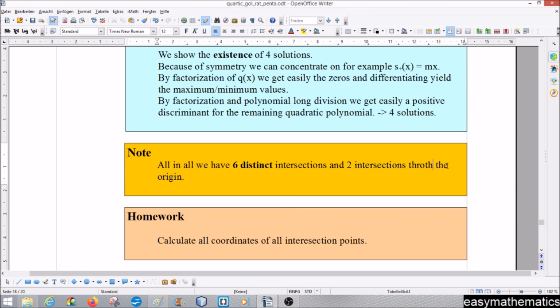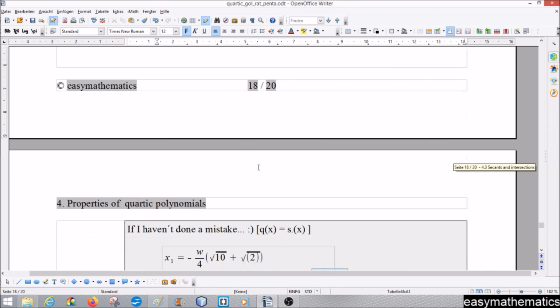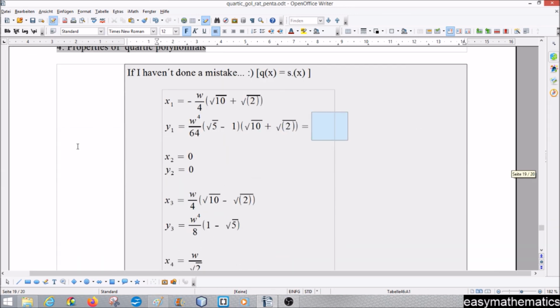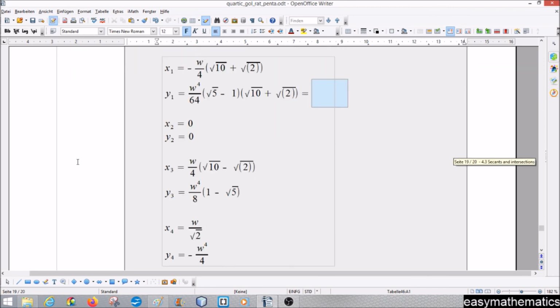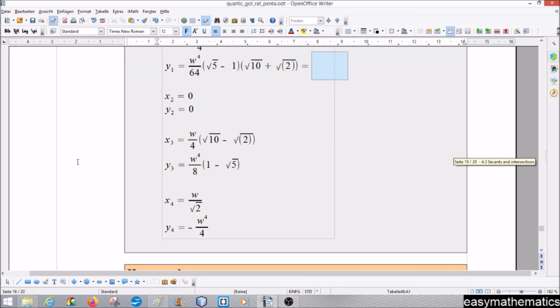So all in all we have 8, 4 for each equation, 2 of them fall together, and 6 of them are distinct. Homework: calculate all coordinates of all intersection points. And I have done this for you. If I haven't made a mistake, it should be these coordinates x1, y1, x2, y2, x3, and x4, and so on.